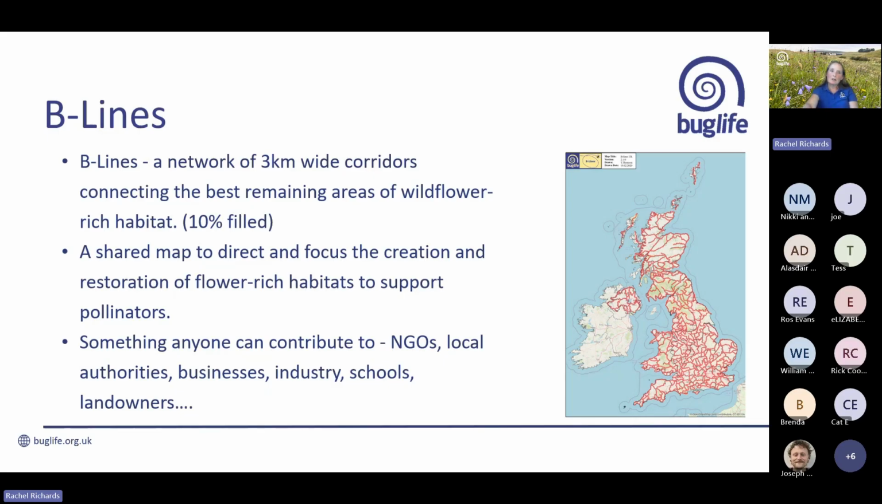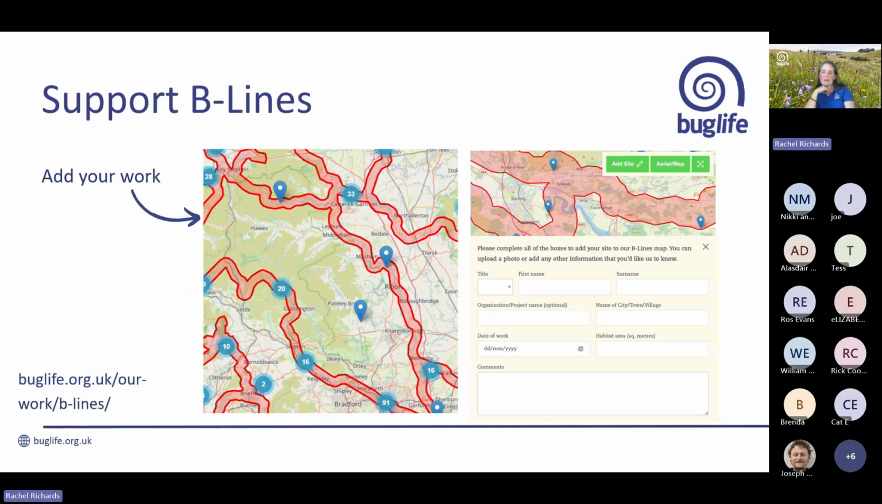So you can go onto our website, look up Beelines and zoom into this interactive map, and just use the add site button there to put on your habitats, your species-rich hedgerows, grassland, wetland, orchards. Even if you're a gardener and you've got a pollinator-friendly garden, you can put that on, or a village green or a community project. All of these things can go onto the map, and it's a way of encouraging more people to do more, so people can go on and see what's happening in their area.